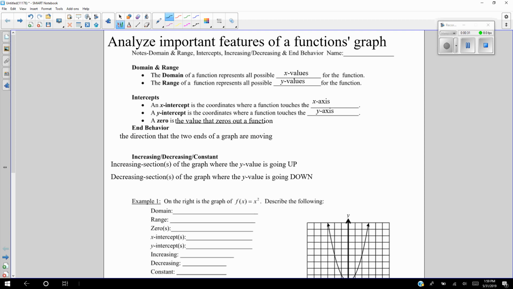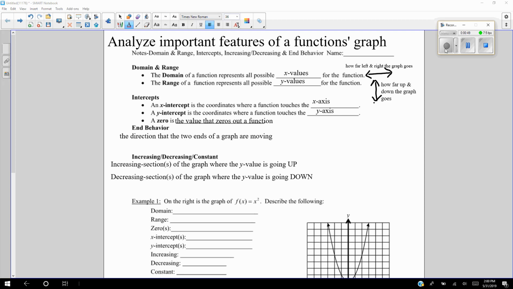So the domain is all the possible x values. Again, it's how far left and right the graph goes. And of course, the y values are the values on your graph that are vertical from one another. So it's how far north and south, or up and down, the graph goes. And then we're going to work on some examples in a second. I think that'll help with some context, putting a lot of these definitions in use.